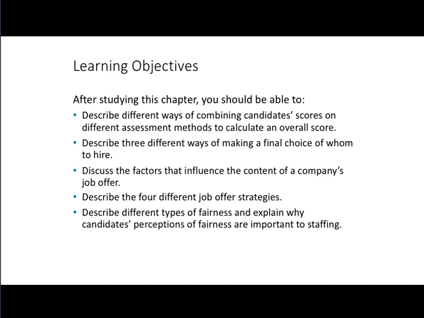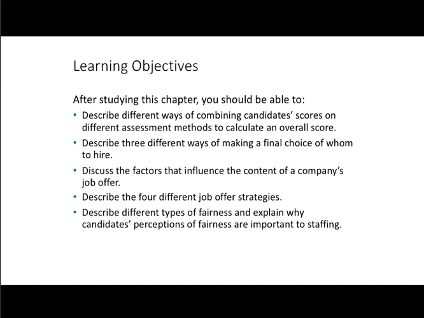We want to look at the 3 different ways of making a final choice. So we'll have to figure out how to combine the data and then ultimately how to arrange the data so that we can make that final choice. And we have a number of different ways that we can do that. That's things like multiple hurdle approaches and things of that nature.